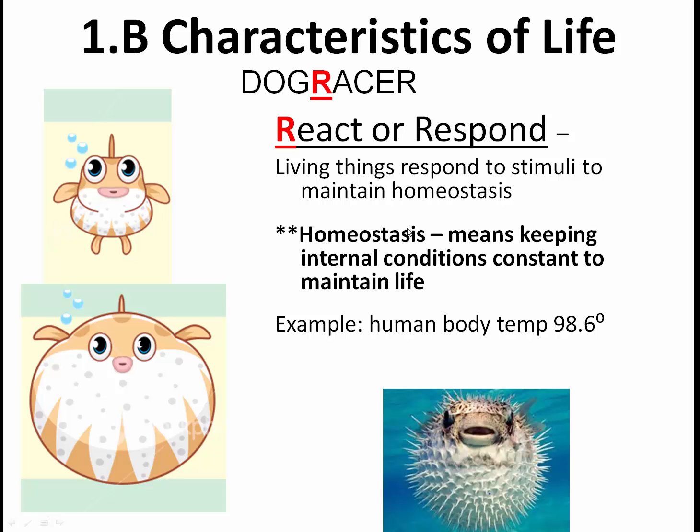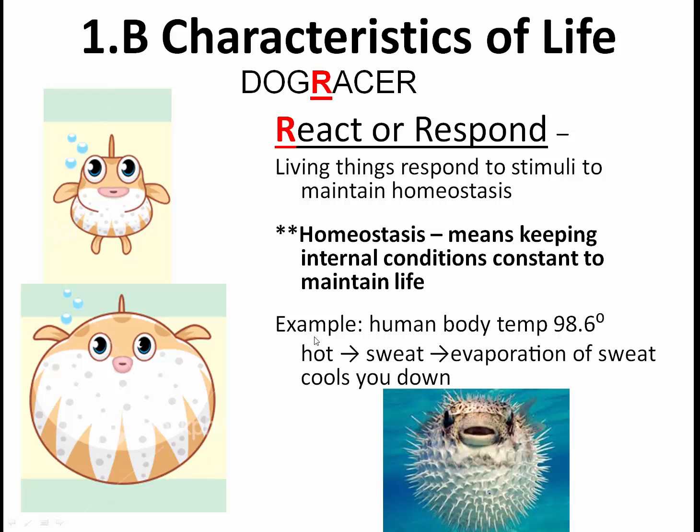Homeostasis means keeping the internal environment constant through life. In humans, our internal system must be kept at 98.6 for our protein development and our respiration and for everything that is human. If it gets too hot, we sweat. That sweat takes heat out of our body and goes out on the skin. Evaporation of the sweat going into the air cools us down.